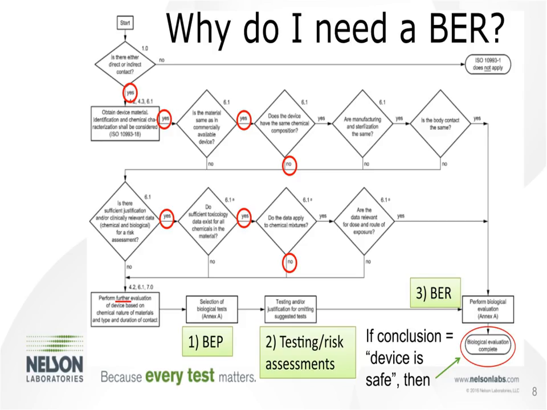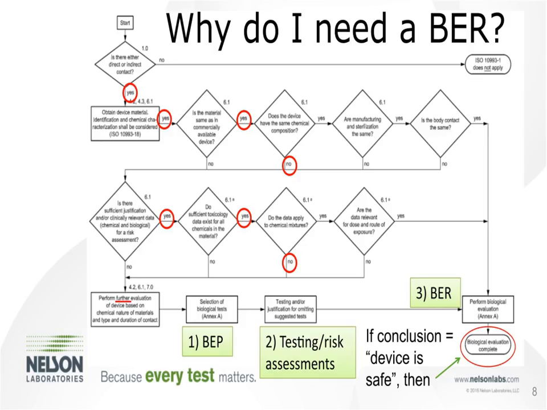So you may be asking yourself, why do I need a BER? Well, if you look at this decision tree that is lined out in 10993-1, it is not a straightforward path. You may be able to compare your device to some materials on the market, but without having proprietary information, if this is not your device, you are left to do some testing on your own specific device. So I've identified here in the table where a BEP comes into play under selection of biological tests and where you perform your testing and risk assessments here. And it looks like it's towards the end.